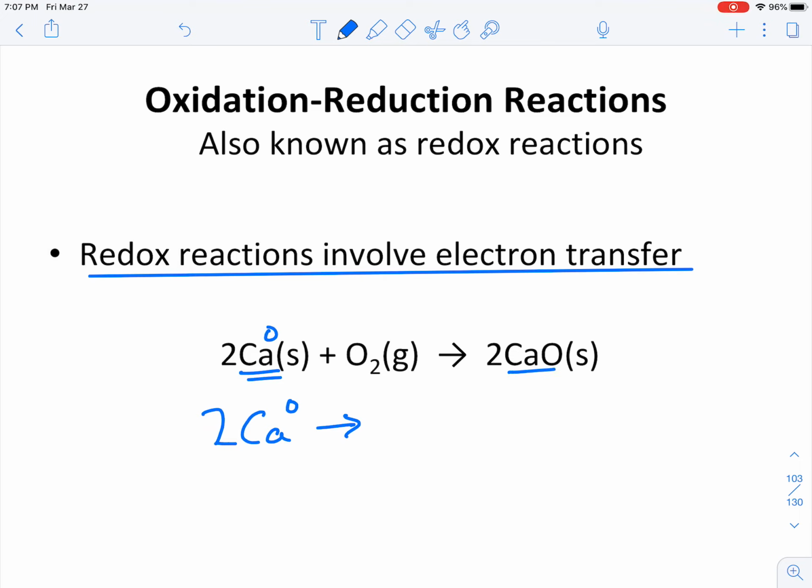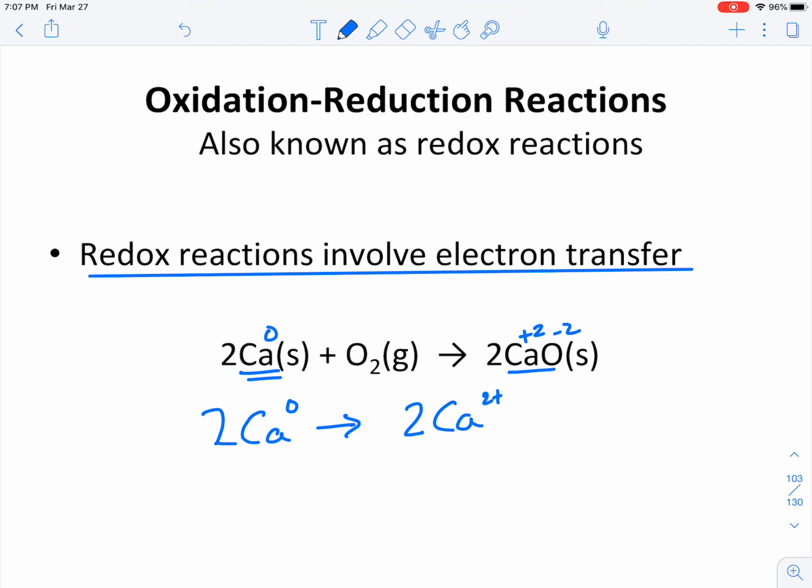Now I'm going to write my reaction arrow, and on the other side we have an ionic compound. Within an ionic compound, our elements do have charges. Calcium is a predictable ion, and way back in your nomenclature days, you learned that calcium was a +2 and oxygen was a -2. So here I'm going to say 2 Ca2+. We've taken our 2 neutral calcium and turned them into calcium 2+, so from neutral into an ion.